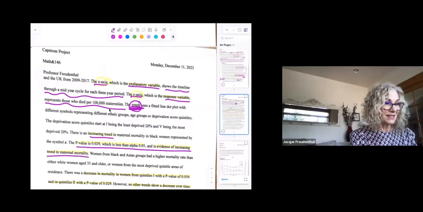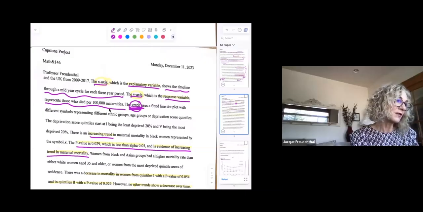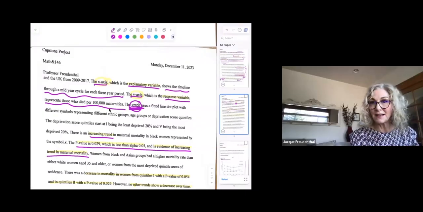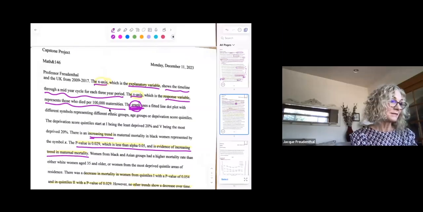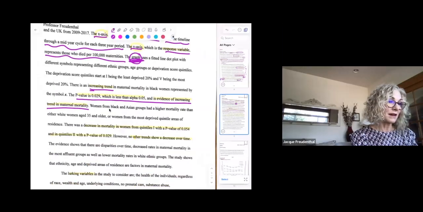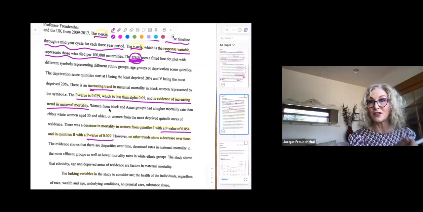So still a little bit confusing because it's evidence of increasing trend in mortality, maternal mortality. So she's talking about a p-value, but then she hasn't talked about what is the claim. What is the claim that's being rejected, or what is the claim that is not being rejected? What's being supported? There's just not enough information here. And again, p-values and p-values, but not enough information describing and interpreting.